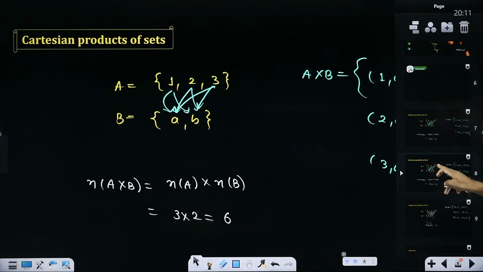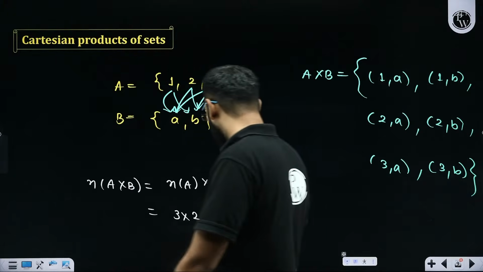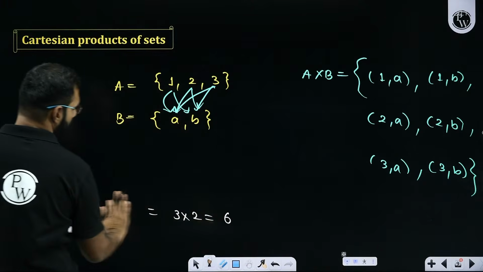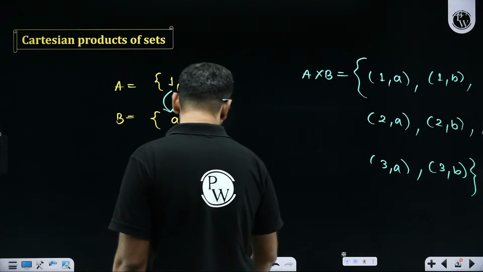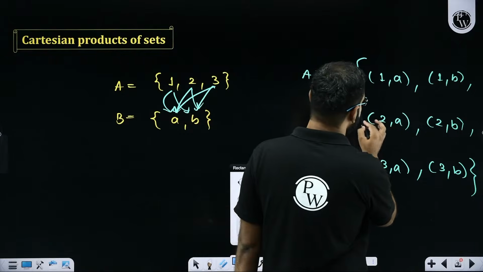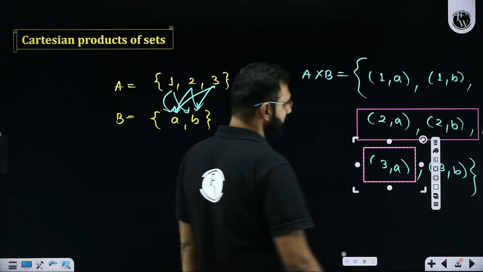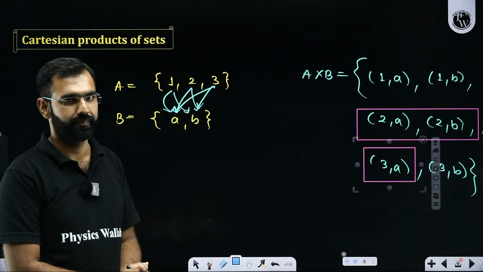Now let's say there is this Cartesian product A cross B. And from this Cartesian product A cross B, I am taking certain elements. Which means, let's say I'm choosing some elements. For example, I have chosen 2 comma A, 2 comma B, and 3 comma A. These 3 elements I have chosen.